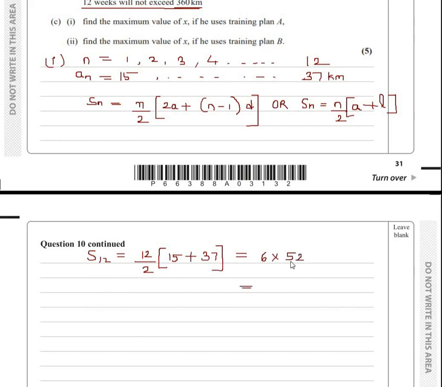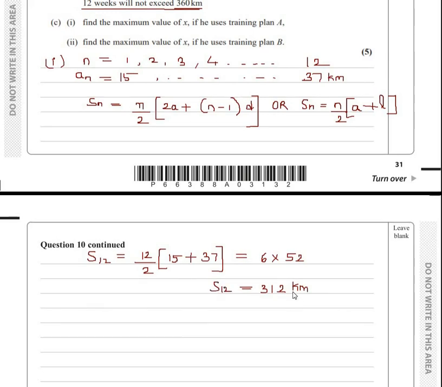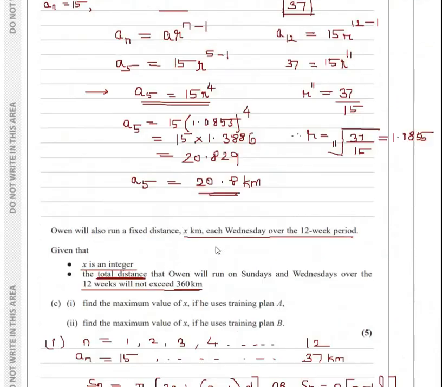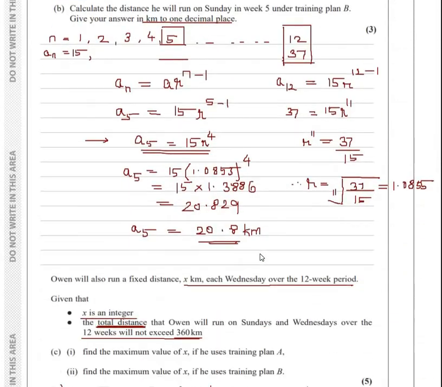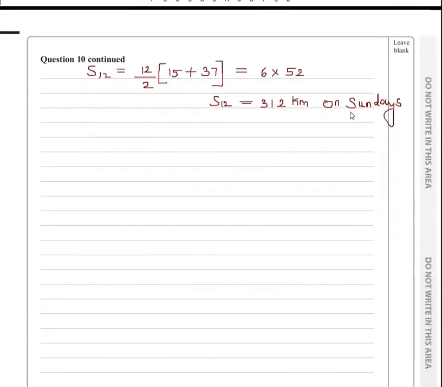So we get it as 3 times 6 is 12, 312 kilometers. This is for the 12 weeks. So he has run for 312 kilometers on Sundays, because this is for part A and part A was regarding the Sundays. On Sunday in week 1 he will run for 15 kilometers. On Sunday in week 12 he will run for 37 kilometers. So whatever we just calculated was for the Sundays. He ran 312 kilometers on Sundays.